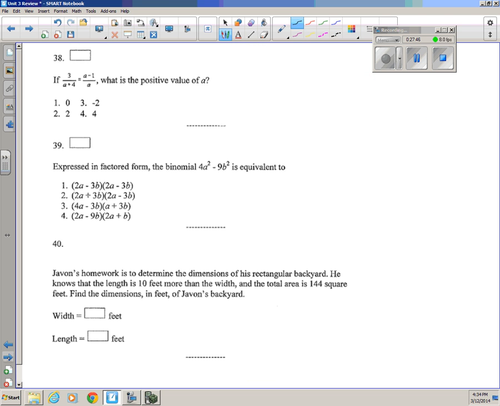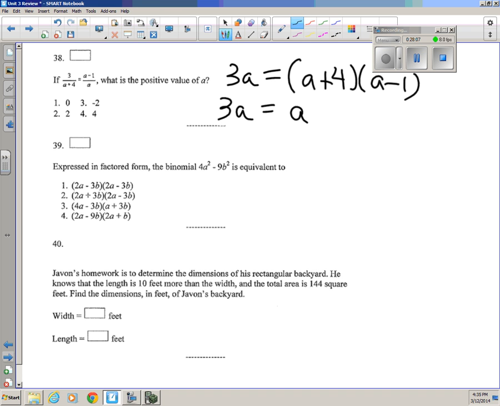Okay. 38. Find the positive value. This is a solving. There's an equal sign. Cross multiply. We have a proportion. 3a equals a plus 4 times a minus 1. Now I'm going to move a little bit fast on this one, so hopefully you're going to be able to follow. 3a equals a squared plus 3a minus 4. I just foiled, but I'm able to do that in my head.